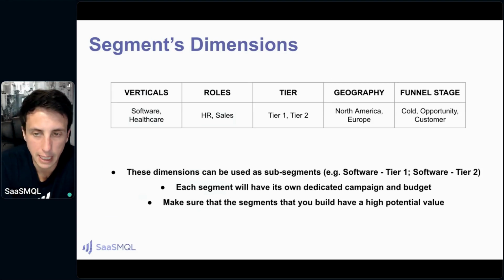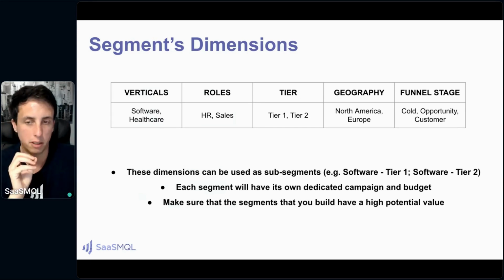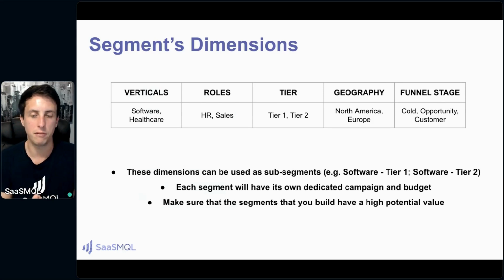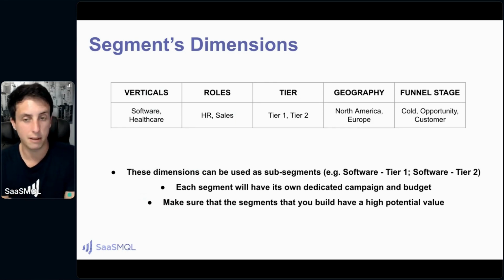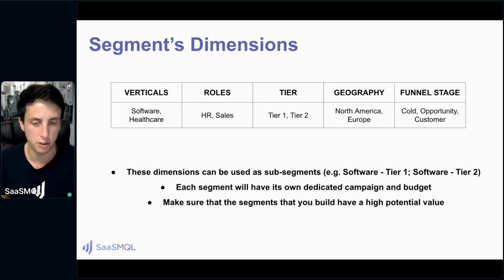So when we talk about segmentation, these are some examples of how you want to segment. It's super important to do this properly and early because this is going to drive your entire ABM strategy. Each segment is going to match basically one campaign, so you're going to build one campaign for your segment one, one campaign for your segment two. For example, if you segment your accounts by verticals and you have a software vertical and a healthcare vertical, which have different messaging because they use your solution in a different way, then you're going to create two campaigns, one for software, one for healthcare.